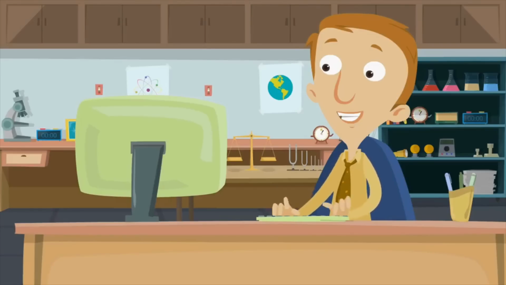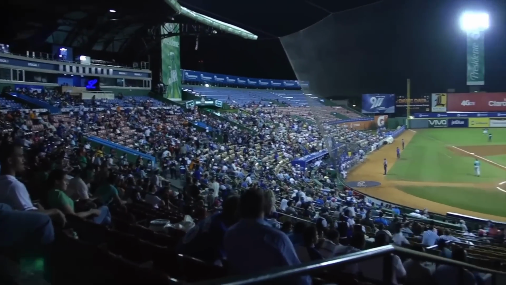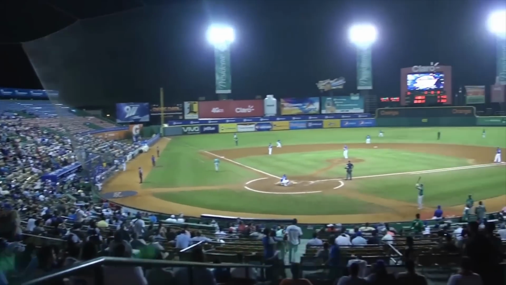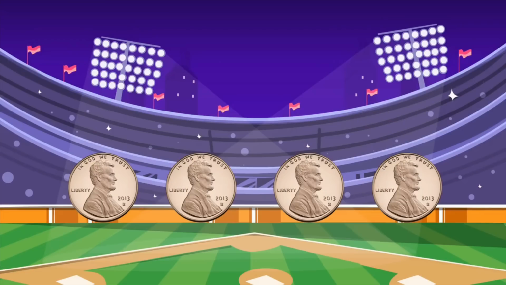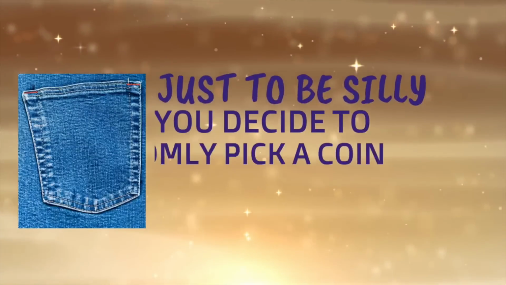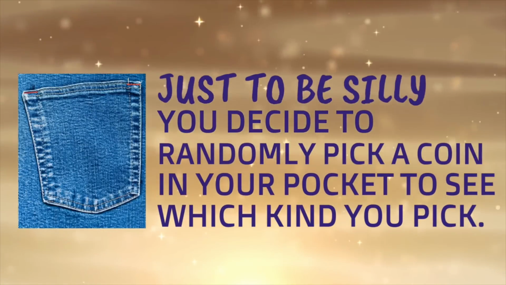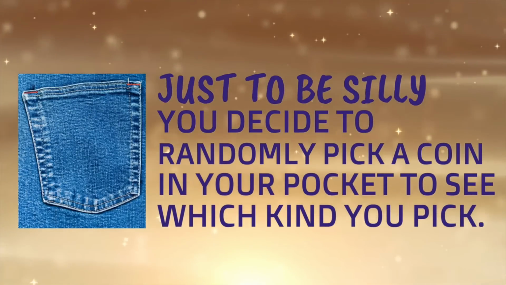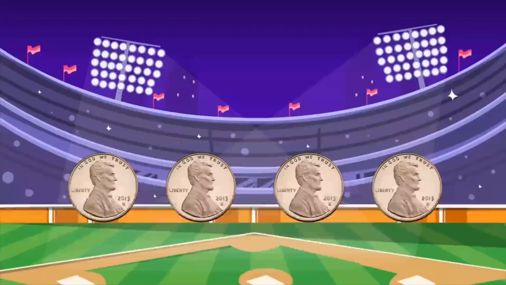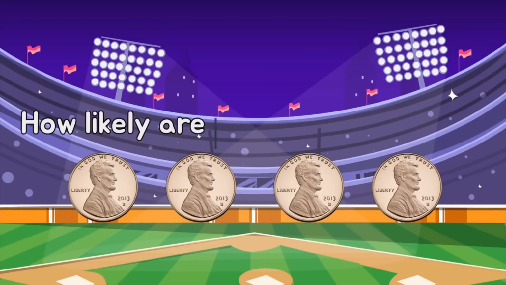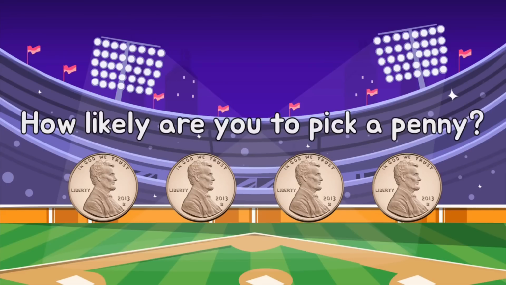All right, here's another situation. Say you are at a baseball game and you found some pennies. 4 pennies, in fact. Just to be silly, you decide to randomly pick a coin in your pocket to see which kind you pick, even though all 4 coins are pennies. How likely are you to pick a penny? Well, you have to pick a penny, right? Because that's the only option. You are certain to pick a penny.